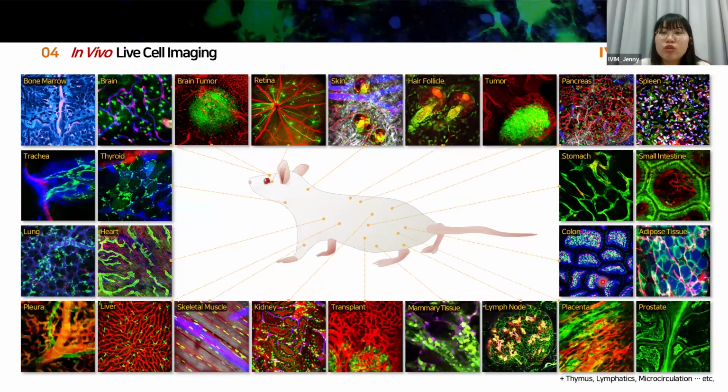So in addition to the liver, spleen, and brain imaging results I have shown you, high-resolution intravital imaging can also be applied to a wide range of organs in living mice, including the lungs, heart, pancreas, and many more. This versatility allows researchers to investigate biological processes in diverse systems, all in real time and at the cellular level.